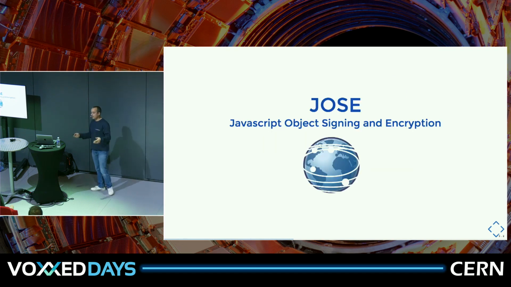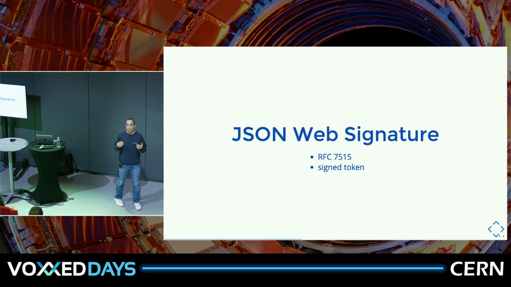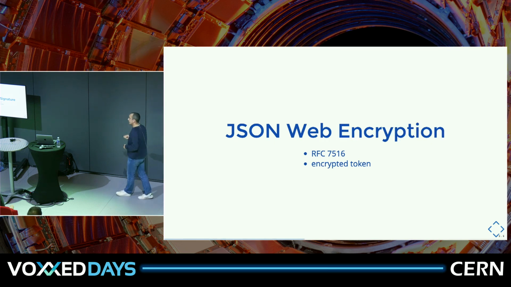Now let's talk about JOSE. JOSE is JavaScript Object Signing and Encryption, and in fact, it's a whole set of specifications around JWT. So the first specification is JWT, and in fact, it only defines how we can exchange claims between two parties and nothing really more. Then you have JSON Web Signature, which defines how you can sign your token. And in fact, this is the most common thing we see when we work with JWT. But there is a second implementation, which is JSON Web Encryption, which defines how you can encrypt your token to have a confidentiality layer on your token.